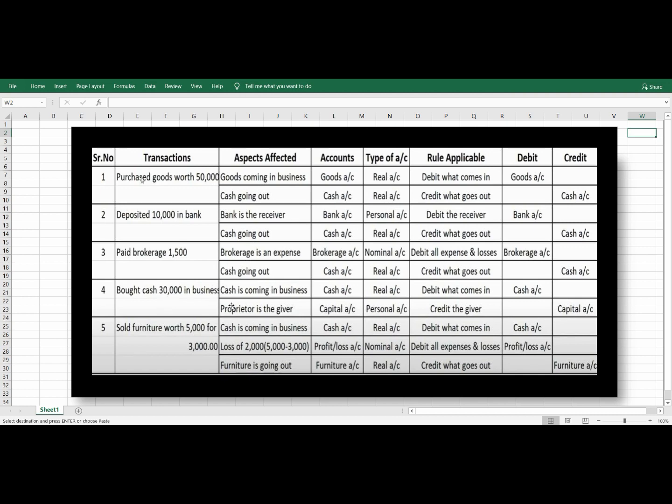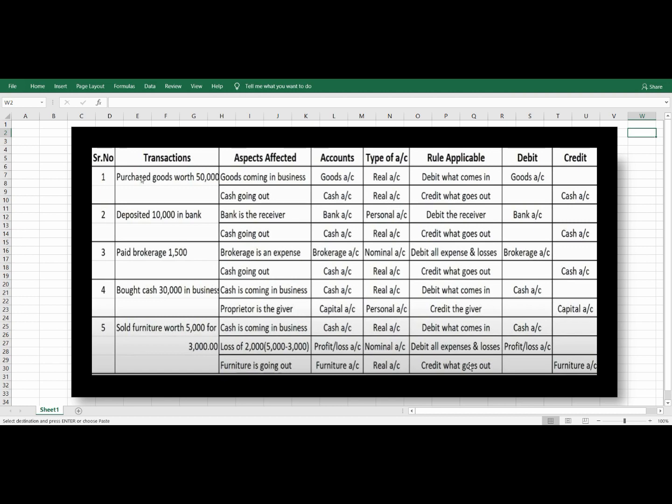In a similar fashion, proprietor or the business is a capital account. Now capital account is a personal account. So the personal account rule is debit the receiver, credit the giver. Over here, the proprietor has brought capital into the business, and the proprietor or the capital is the giver of the business. He is giving the capital, or he is bringing the cash in, and that is the reason it will be treated as credit the giver, and capital account will be credited.